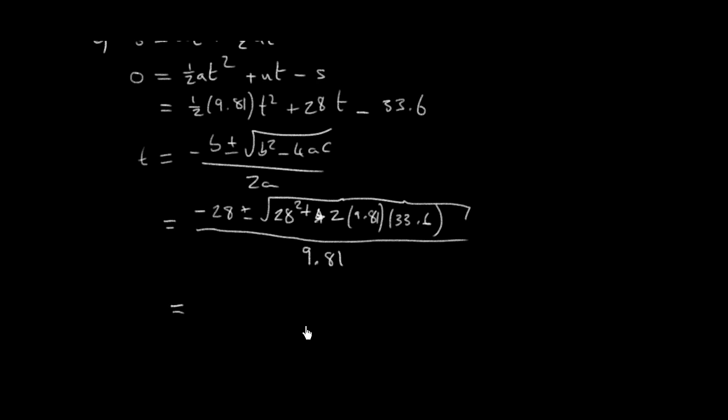Do this in the calculator. What do we get? The way to do these long things in the calculator is always to try to do it from the inside out. So I would work out this first, for example, and write that down. So what is that? 9.81 times 2 times 33.6. So that's 659.232 exactly. So I write it like that because it's exact. And to that I need to add 28 squared.